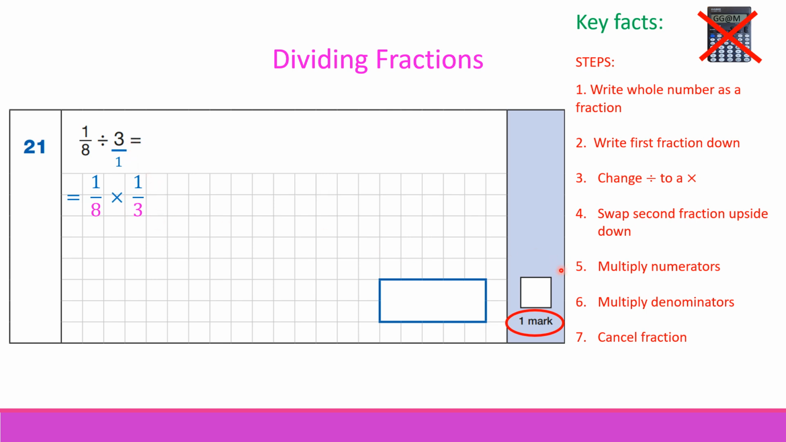Now I'm on to stage 5. I'm going to multiply my numerators. Remember 1 times 1 is 1. It is not 2. So 1 times 1 is 1. 8 times 3 is 24. So it becomes 1 over 24. There is no number that will go into 1 and 24 other than 1. So my final answer is 1 over 24. So we don't need to worry about cancelling the answer. Give yourself a big tick if you got it correct. Well done.